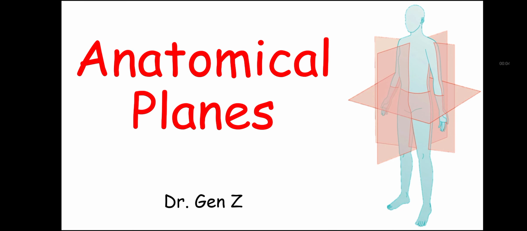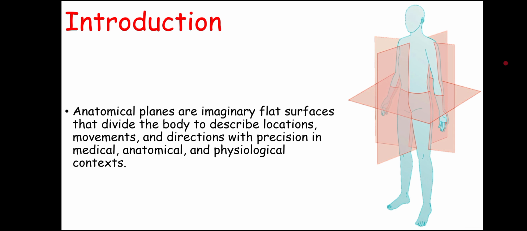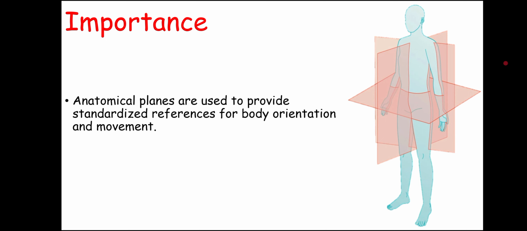Today we are going to talk about anatomical planes. We'll start our topic with the introduction. Anatomical planes are imaginary flat surfaces that divide the body to describe locations, movements, and direction with precision in medical, anatomical, and physiological contexts. Now we will talk about the importance of anatomical planes.